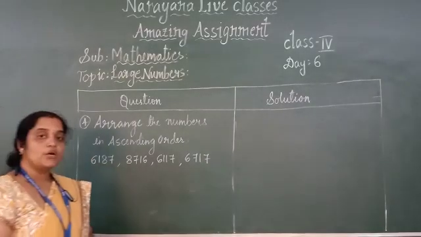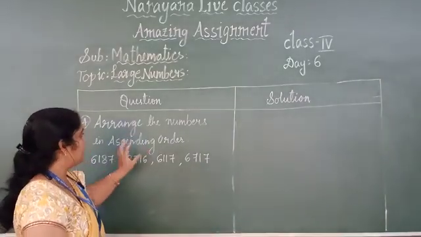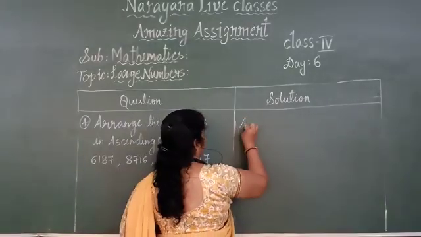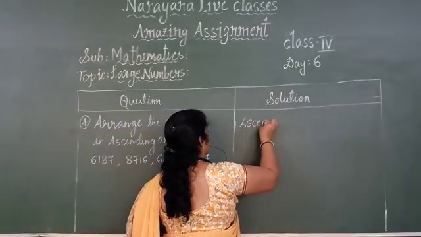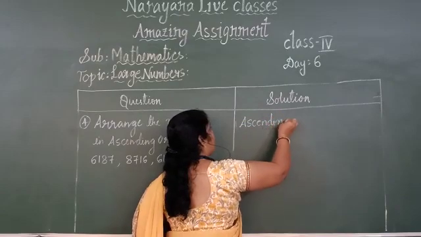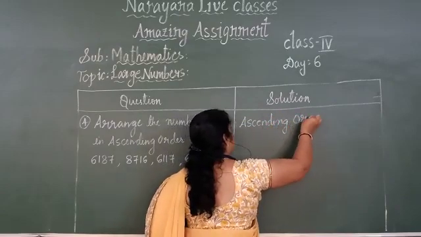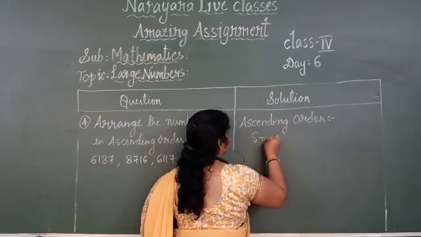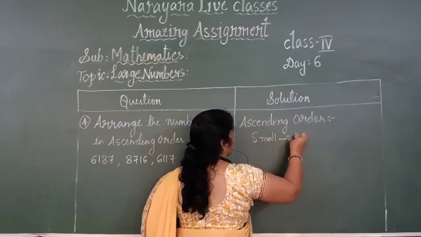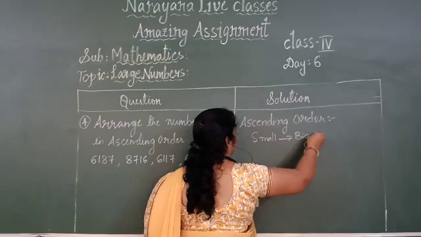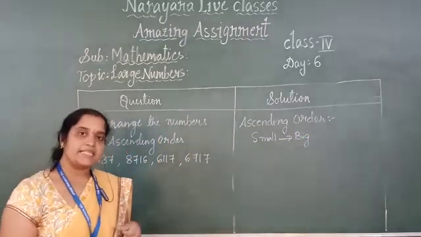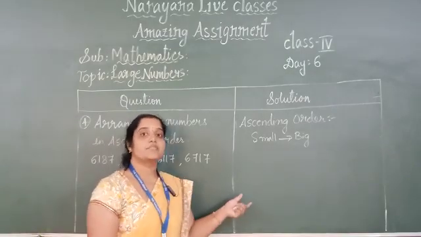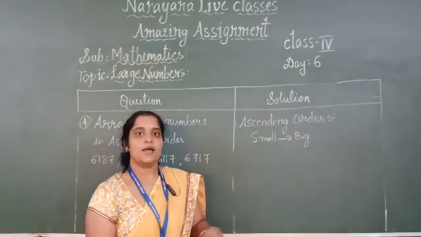What did they ask us to do? They asked to arrange the numbers in ascending order. What is meant by ascending order? Ascending order is nothing but arranging the numbers from smaller to bigger, from small to big. So if we want to arrange the numbers, we should compare the numbers. Which is the smallest number? Which is the biggest number?